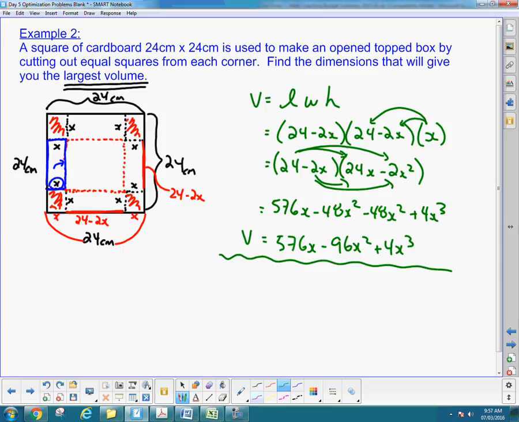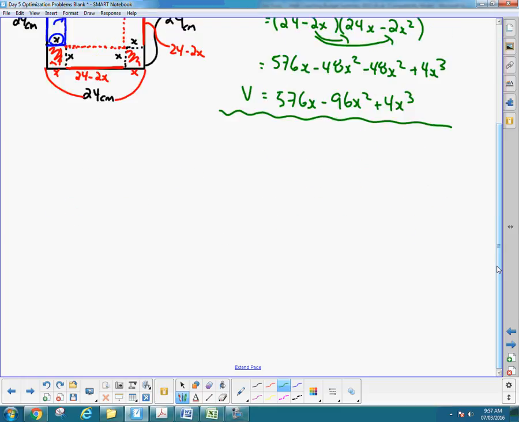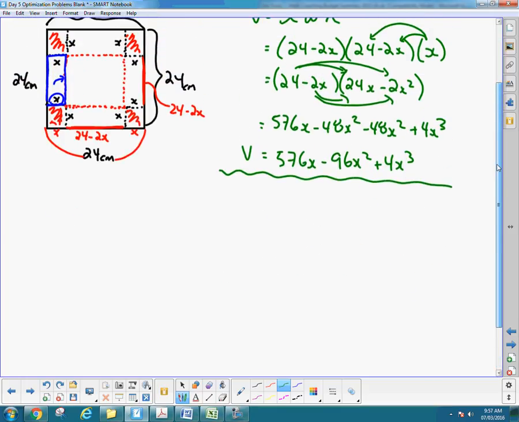Now, of course, I'm going to differentiate that and set it equal to 0. I'll give you a moment to get ahead of me. If you want to pause, you could. Do your derivative, set it equal to 0 to solve.